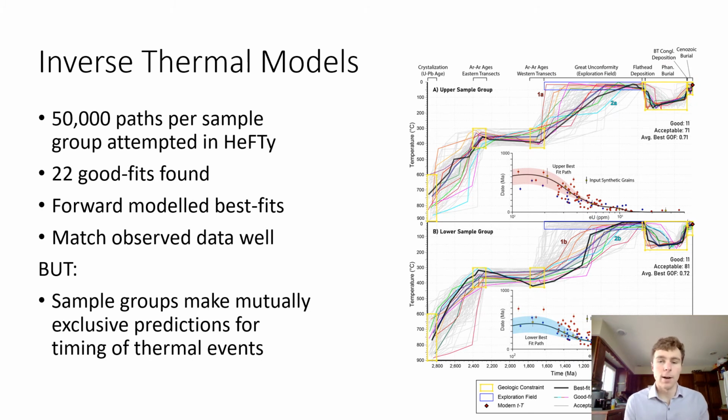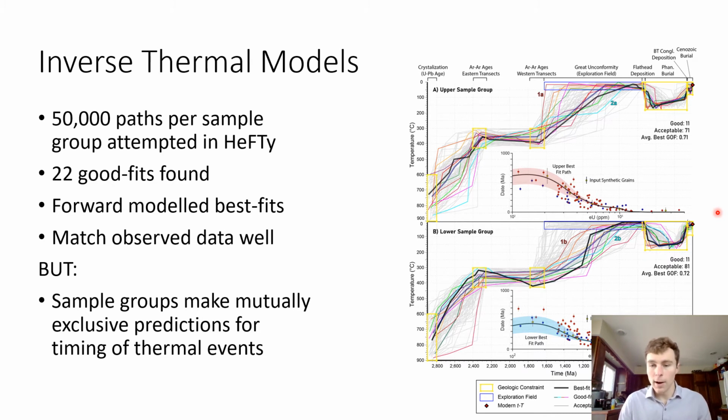We then inverse modeled our data set. In this technique, we used a Monte Carlo search algorithm, which tries a large number, in this case a cumulative 100,000 paths, time-temperature histories that intersect previously defined constraint boxes. They then compare the predicted zircon-helium cooling temperatures to observed inputs. In this case, we combine many grains from our data set into 7 synthetic grains because the model can only take 7 grains as input. We found 22 good fits.